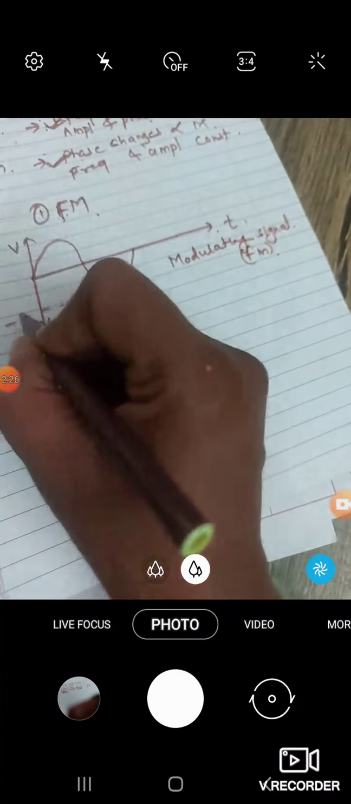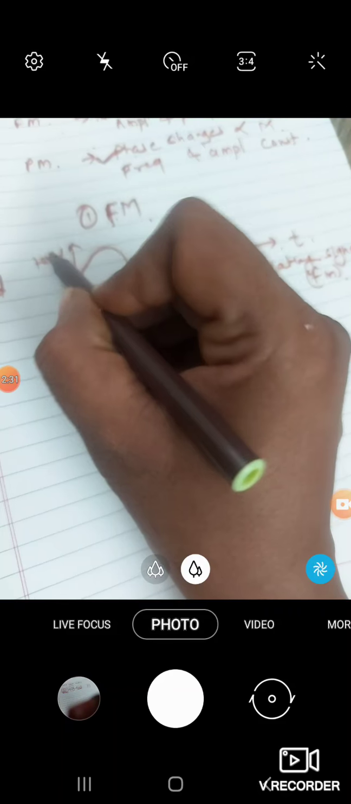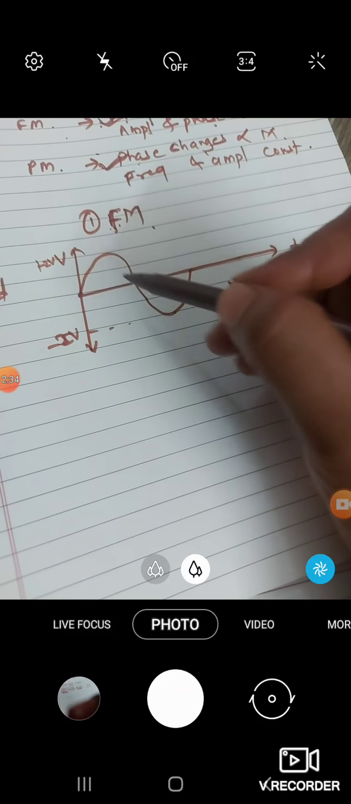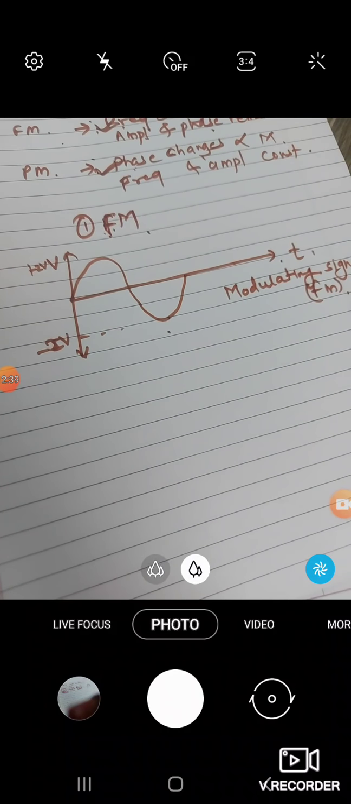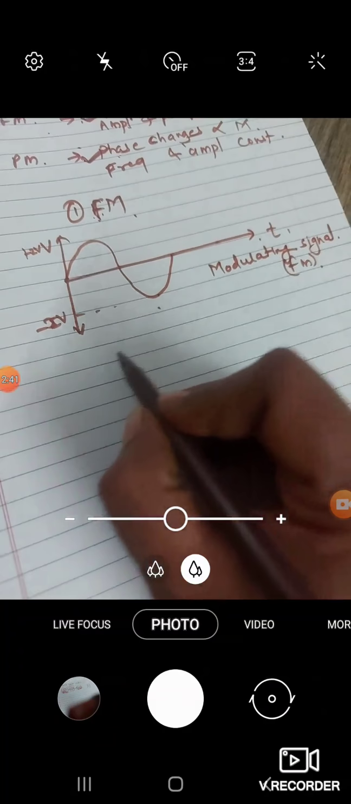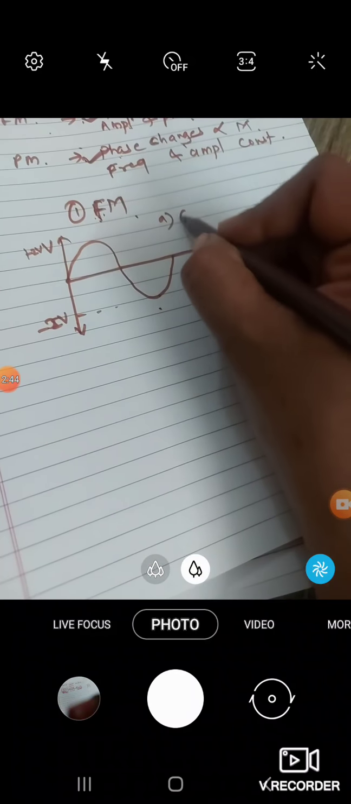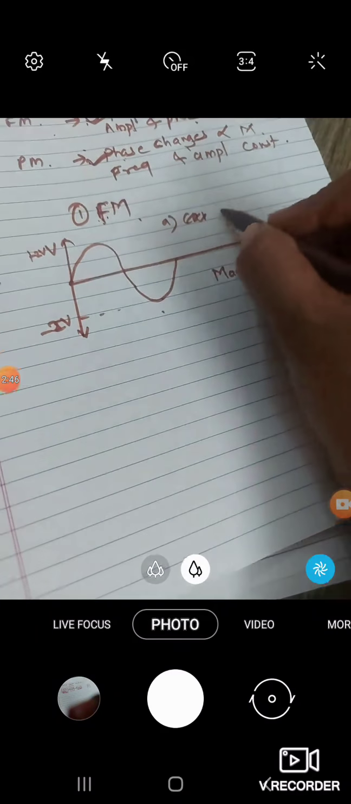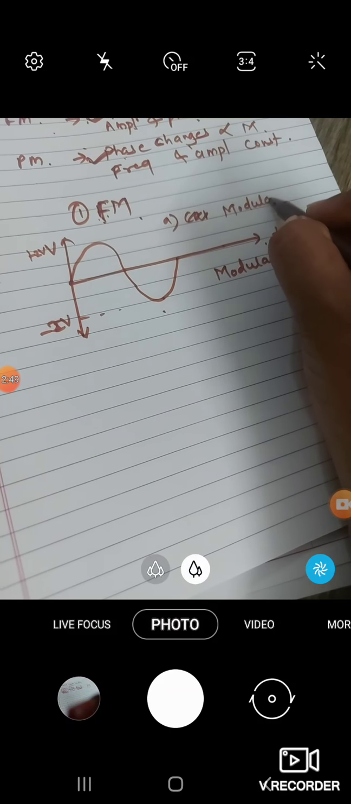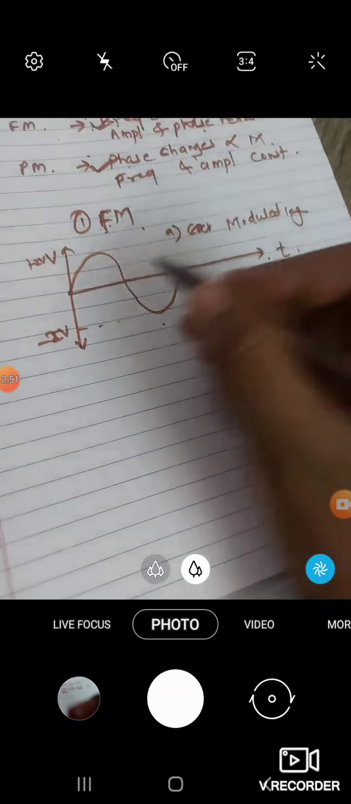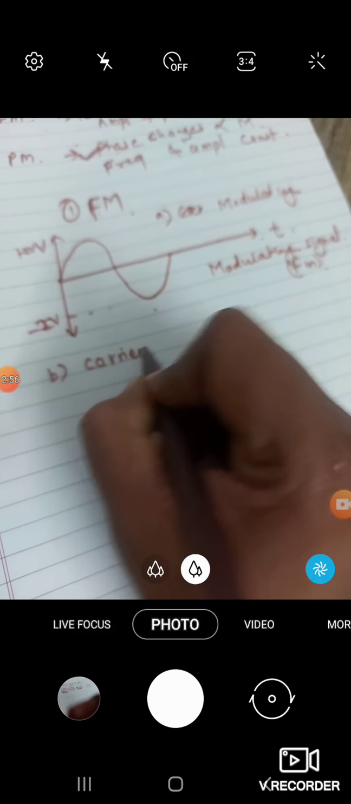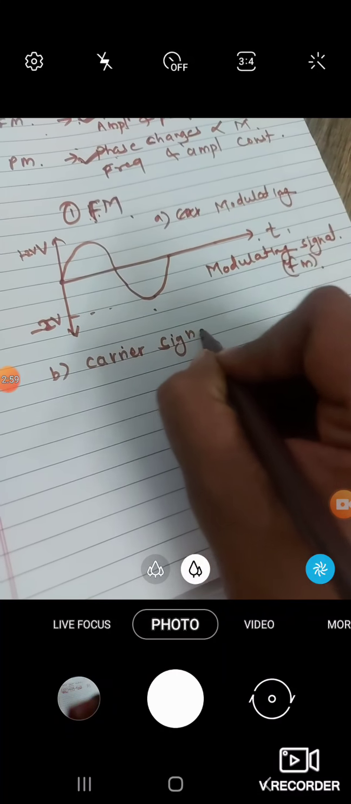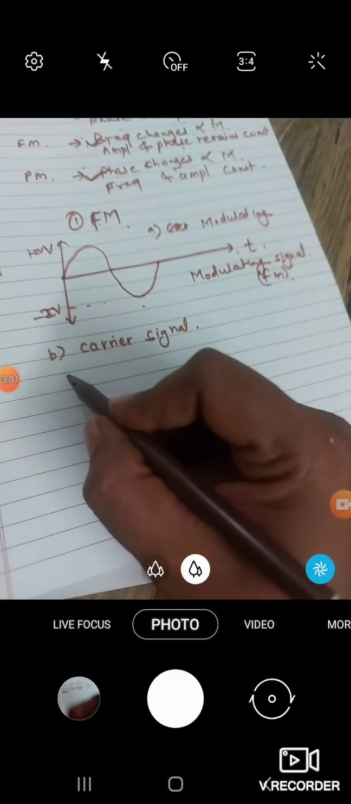Let us say this is minus 2 volt and this is plus 2 volt. Positive plus 2 volt and negative minus 2 volt. So this is the modulating signal. Which signal have we drawn first here? First we have drawn the modulating signal, or baseband signal, or information signal. Now the second signal required for the modulation is the carrier signal. So we will draw the concept of the carrier.